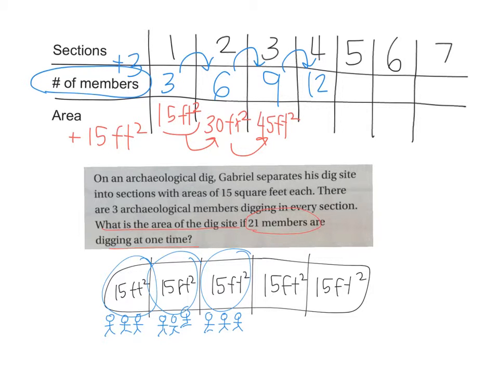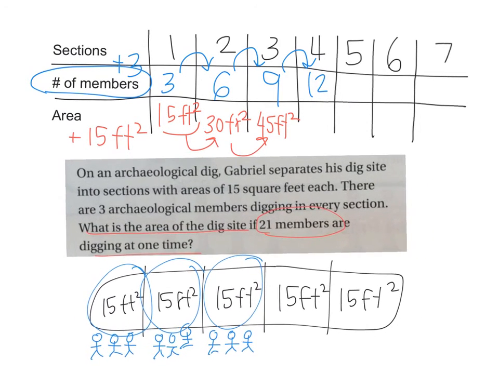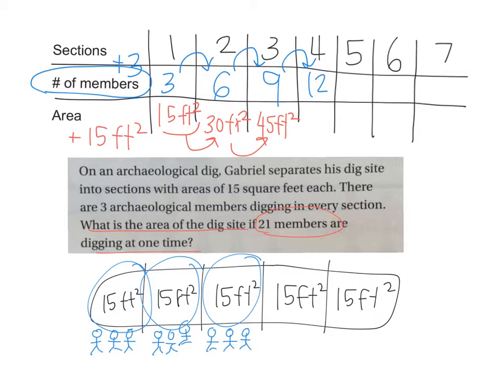Okay, so go ahead and complete the table. Now, remember that the question's asking us, if there are 21 members digging all together, what is the total area of the dig site? See if you can complete the chart to figure it out. We can continue to fill out the number of members. How many members would there be digging if there was 5 sections altogether? Karan? 15. What if there were 6 sections? How many members would there be? Marcus? 18. What if there were 7 sections of digging sites? What would the number of members be? Daniel? 21 members. Hey, that's what we're looking for.